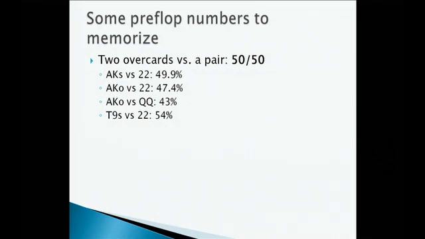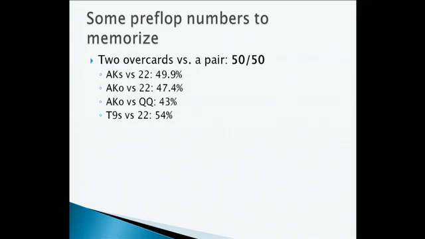Okay, this is one thing that I've always thought is really cool. 2 overcards versus a pair is actually very close to a 50-50 for the most part. Ace king suited against pocket 2s is 49.9%. I actually showed you in the first class if they don't have a 2 of your suit, then it's actually 50.1%. So ace king off versus pocket 2s is 47.4%.